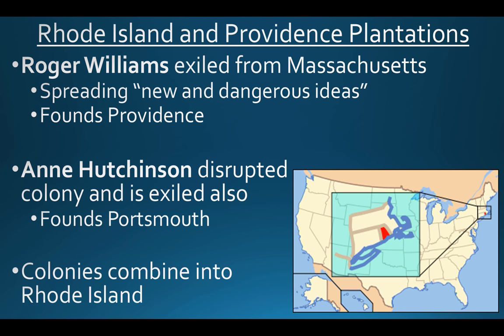Roger Williams was seen as spreading new and dangerous ideas in this religious community, and he's going to leave and found Providence. Anne Hutchinson held Bible study groups for women and anyone else who wanted to partake, but as a woman she wasn't seen as being able to lead this type of discussion in the community, and she is also exiled. The towns that the two of them founded, Providence and Portsmouth, are going to combine into what becomes known as Rhode Island, which you can see on the map down there.